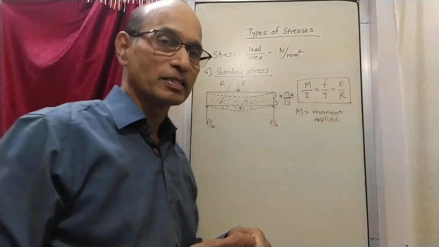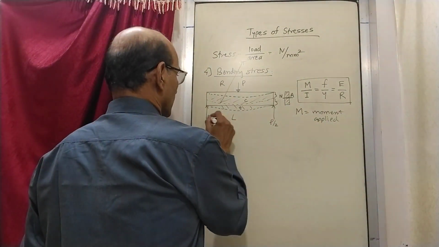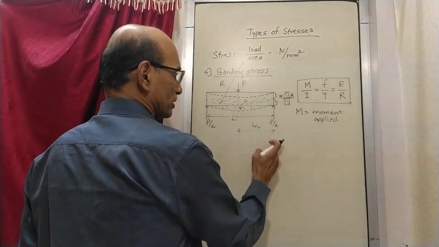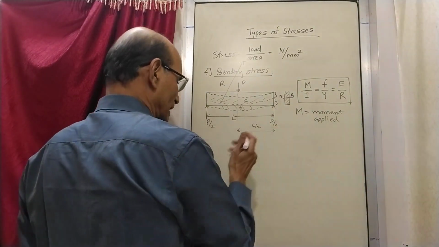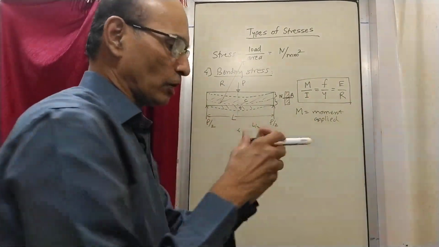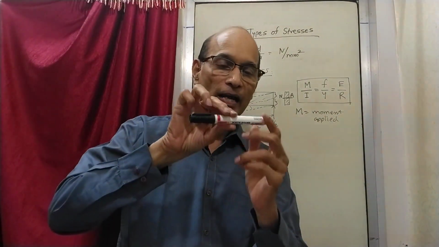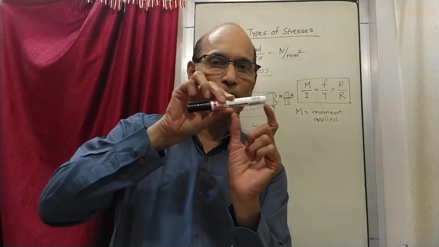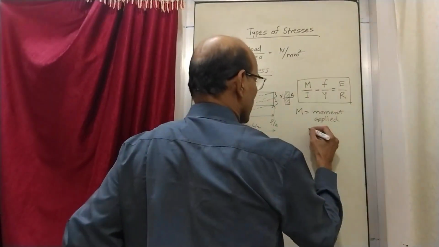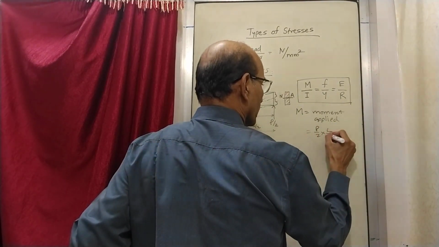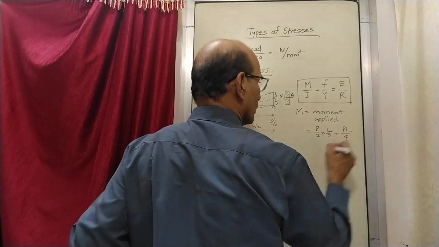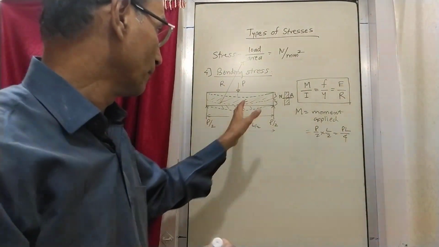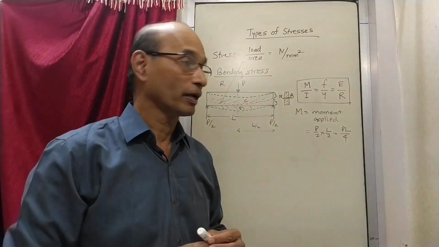Suppose the length of the beam is L, then half of that is L by 2, and the load acting here is P by 2. So P by 2 load is acting at a distance of L by 2. Suppose I hold it like this, this is the middle point, and here the load acting is P by 2 at a distance of L by 2. So P by 2 into L by 2, which is PL by 4. P into L by 4 is the amount of moment applied in this particular case. Okay, so that is moment.